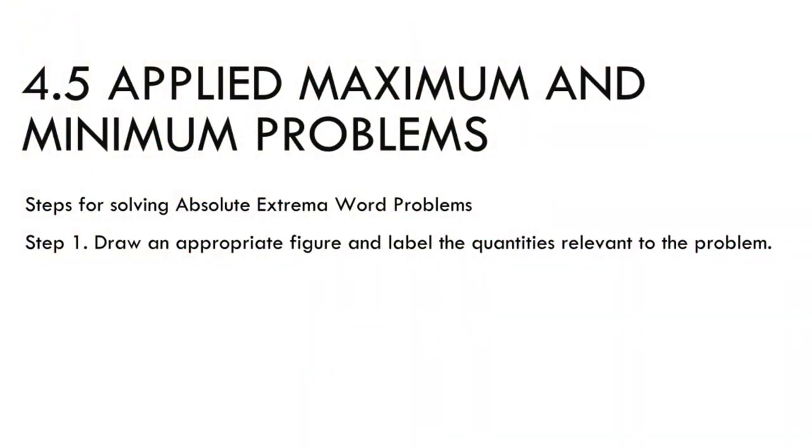The first step is to draw an appropriate picture and label everything. If you're being asked to maximize the volume of a box, you're going to want to draw a picture of a box. If you're being asked to maximize a rectangular fence, draw a fence that's a rectangle and label.